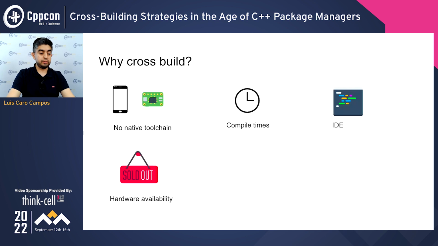Hardware availability has also been a massive issue. I managed to buy a Raspberry Pi 4 this summer after 8 months of waiting. Believe me, it was not easy.